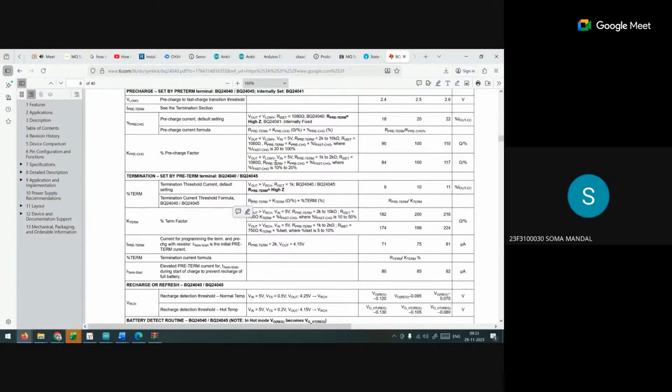If you see the formula, R preterm is equal to K preterm into percentage of fast charging. You only need to remember these formulas, because we give you the parameter values. Since we are giving the K preterm and the R preterm, can you calculate the percentage of fast charging?